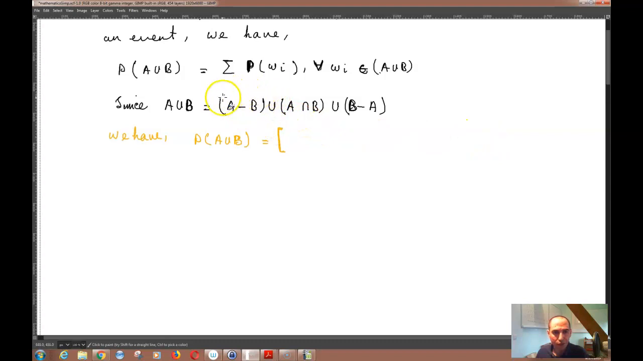So in order to calculate the probability of A minus B, you can write it as sigma of P of omega of I, as I goes from, for example, 1 to n, for all omega of I belonging to the set A minus B, right? That we understand.